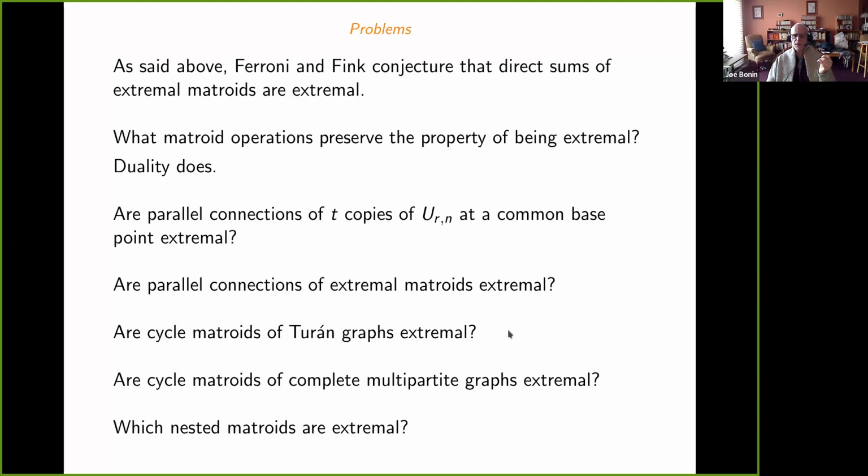I mentioned that these Bose-Burton geometries are a counterpart of Turán's theorem. Well, actually, I haven't addressed this question for Turán graphs. Are cycle matroids of Turán graphs extremal? That's a good problem. Similarly, you can ask about complete multipartite graphs. Are their cycle matroids extremal? The tight uniqueness result for those is known. Anna Demir and Mark Noy have a result about that. And then this question of which nested matroids are extremal. That's very, very open.